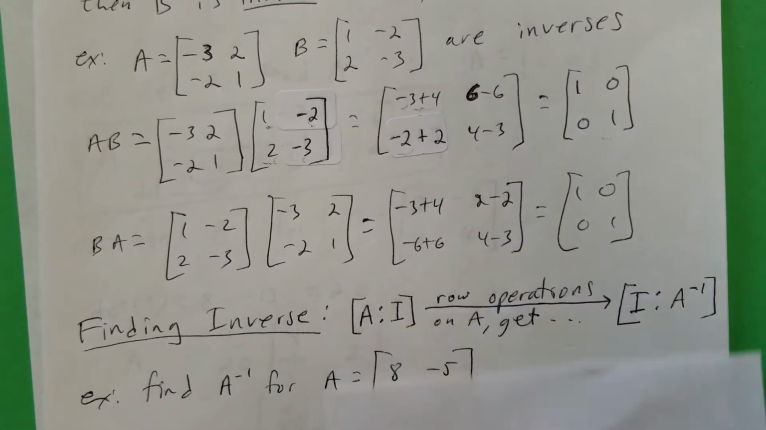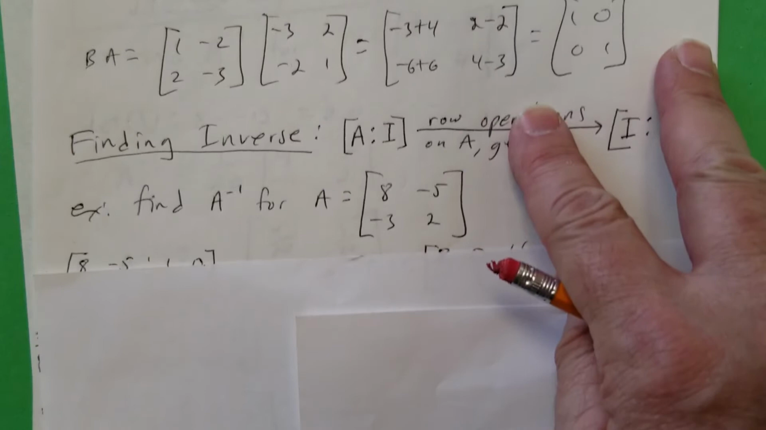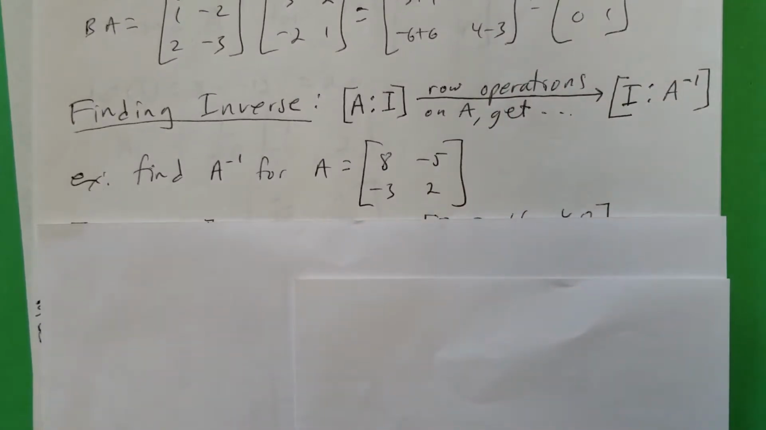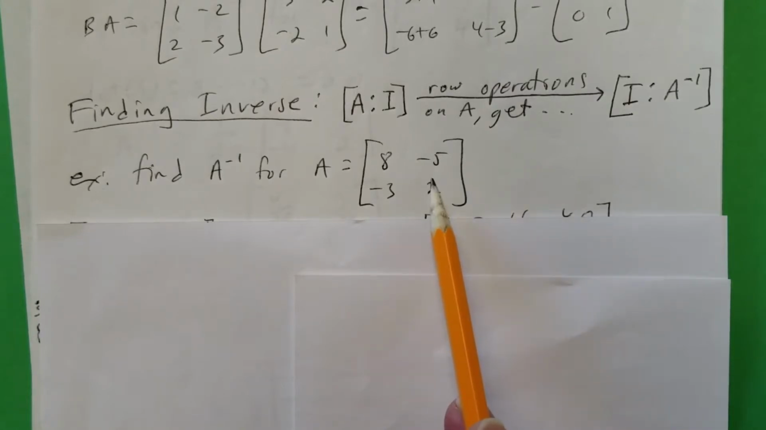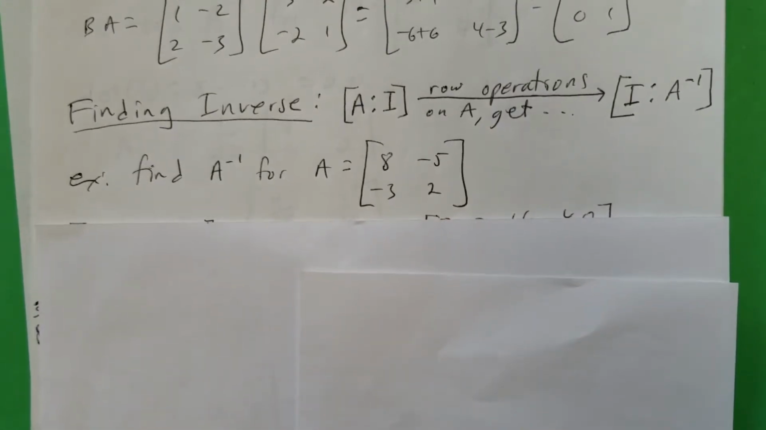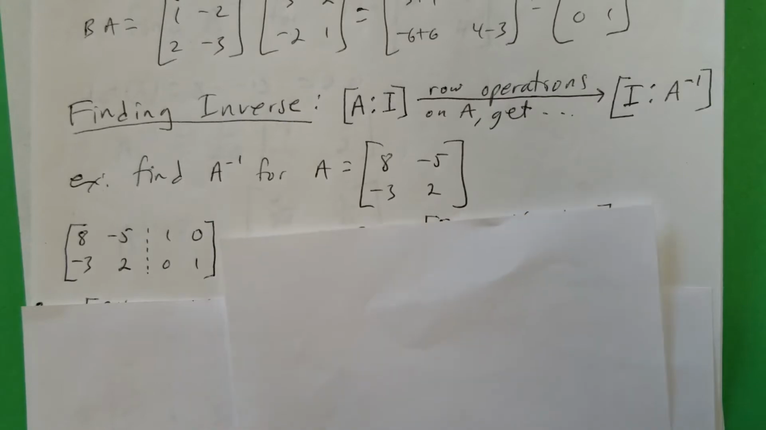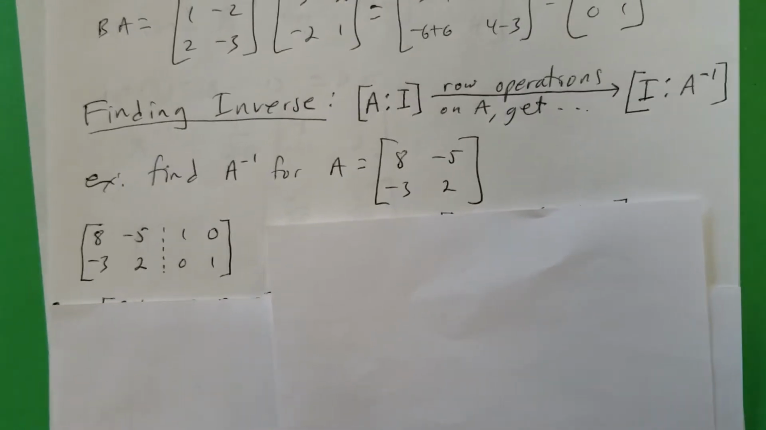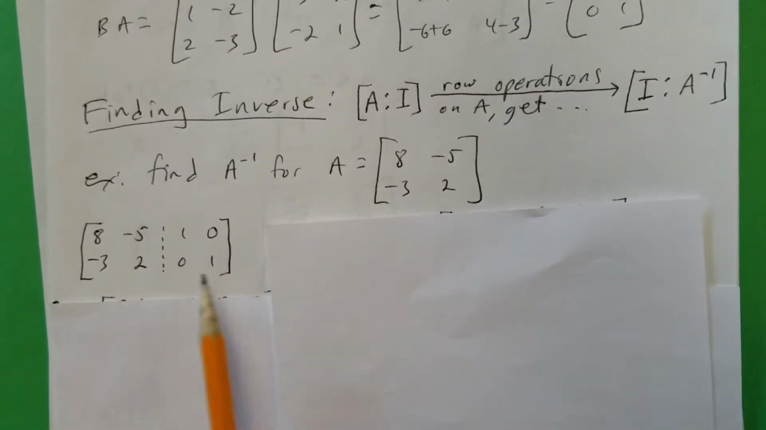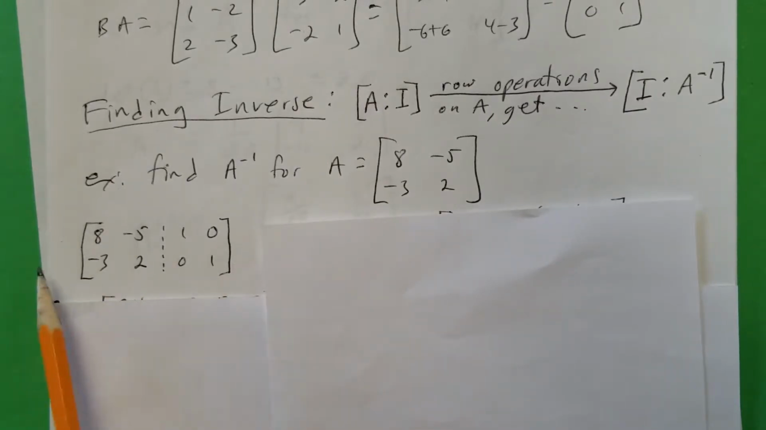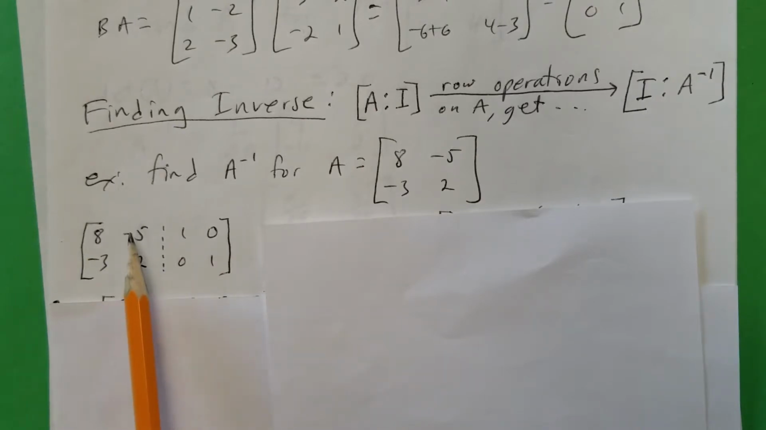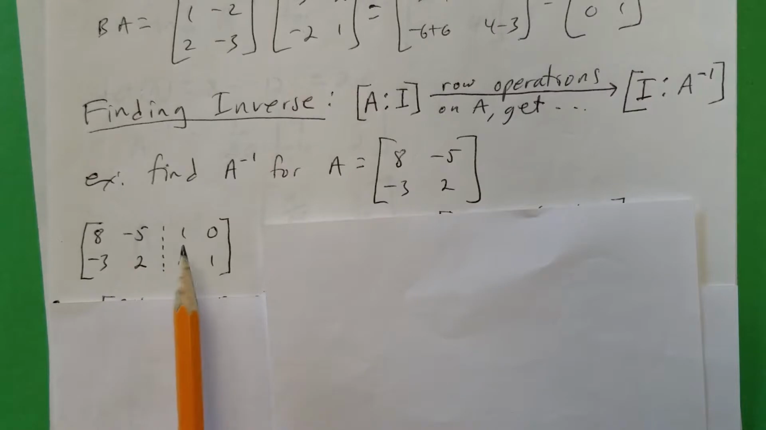So, what is the inverse for this matrix? I want to know what other matrix I can multiply with this to get ones and zeros. I don't know. How can I find out? Well, first, put them side by side. That's the matrix A, and this is the I matrix, side by side. Now I want to do row operations to get the I matrix over here on the left.